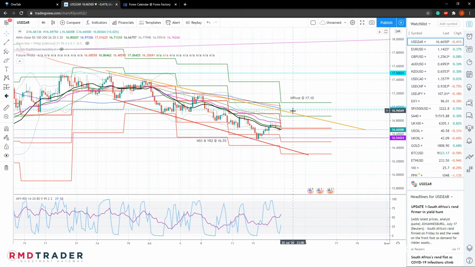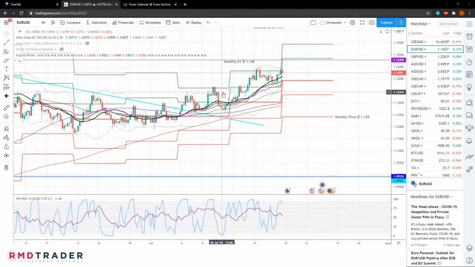And then, of course, should price manage to break above this channel, we can expect price to move higher, perhaps even as high as 17.50 Rand, although I do not see that happening as soon as this week, but definitely 17.10 Rand would be the area to watch out for resistance should this channel at 16.85 Rand manage to break.